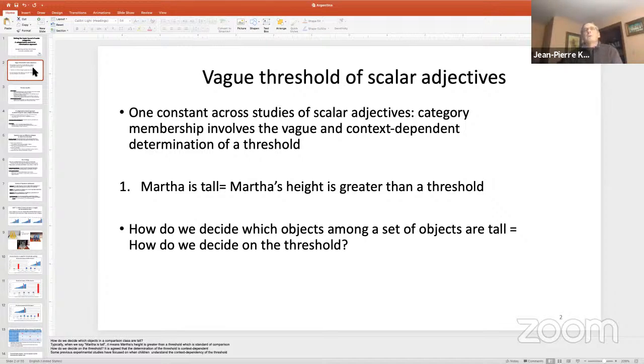So one constant across studies of scalar adjectives is that the category membership involves a vague and context-dependent determination of a threshold. So basically, that means that Martha is tall should be interpreted as Martha's height is greater than a threshold. And the question we are going to be interested in today is, how do we decide which objects among a set of objects, sometimes called the comparison class, are tall? And that amounts to deciding on the threshold, namely the lower bound of tallness.